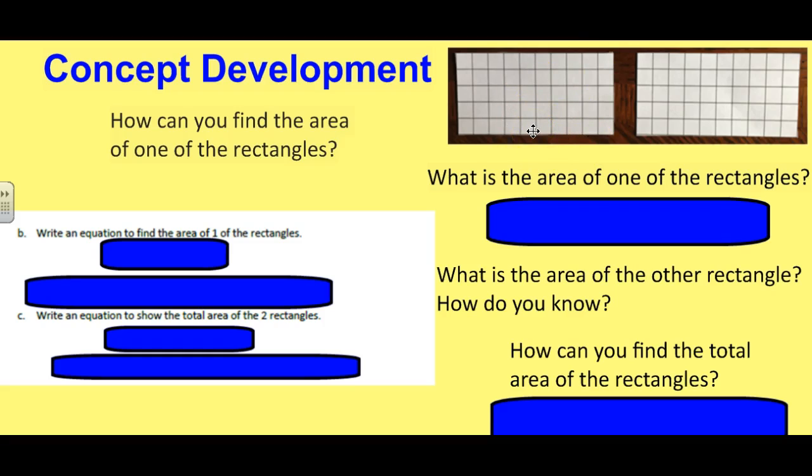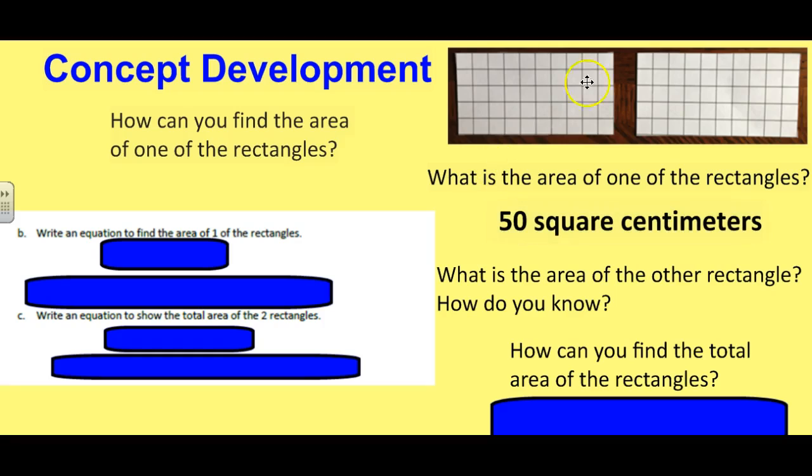Remember, we're using centimeters, so you're not just putting down the number, you also have to put down the words that go with the area. Whenever you're ready to check your answer, you can push play. The area of one of the rectangles is 50 square centimeters, and we know that because all we had to do was find 5 times 10, and 5 times 10 is 50.